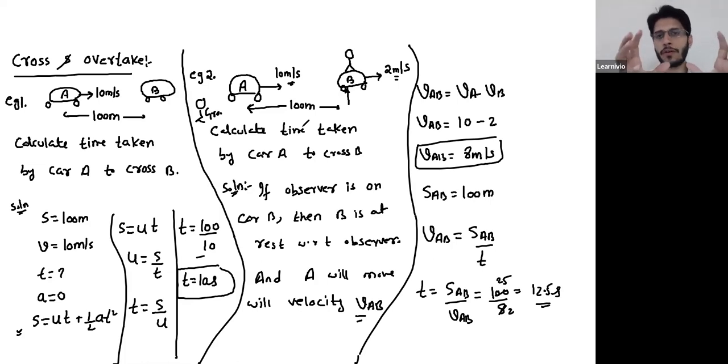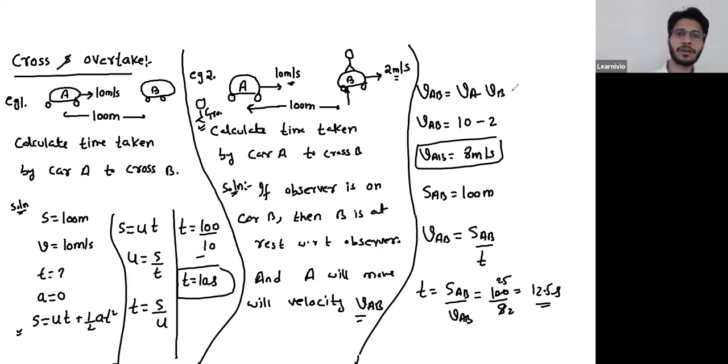So whenever you have two body problems, both the bodies are in motion, then instead of solving with respect to an observer on ground, always solve with respect to an observer which is on one of the cars. You can solve it with respect to an observer on B. You can as well solve this with respect to an observer on A.